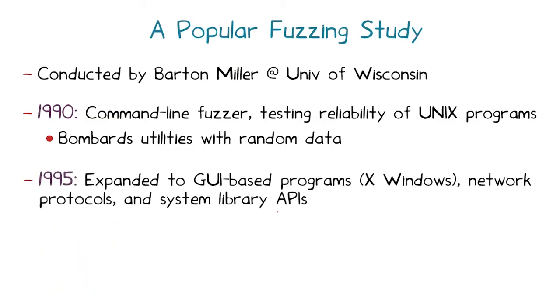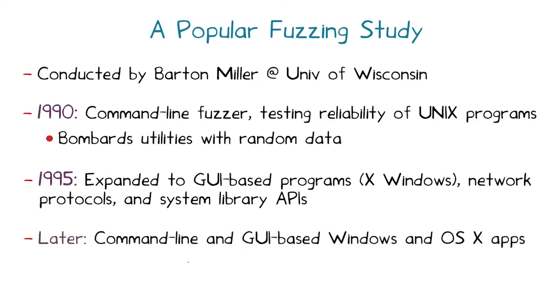In the year 1995, his team expanded the scope of the experiment to also include GUI-based programs, notably those built on the windowing system X Windows, as well as networking protocols and system library APIs. In an even later study, the scope of the experiment was expanded further to include both command line and GUI-based apps on operating systems besides Unix that had begun gaining increasing prominence, such as Windows and Mac OS X. The diversity of these applications alone highlights the potential of the random testing paradigm.